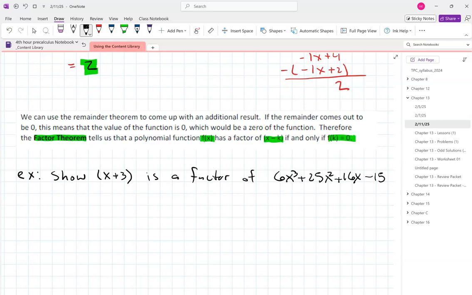All right, let's say we wanted to show that x plus 3 is a factor of 6x cubed plus 25x squared plus 16x minus 15. If I look at this as x minus k, that tells me k needs to be negative 3, right? Because x minus a negative 3 is x plus 3. Is everybody okay there? So I could just do f of negative 3.